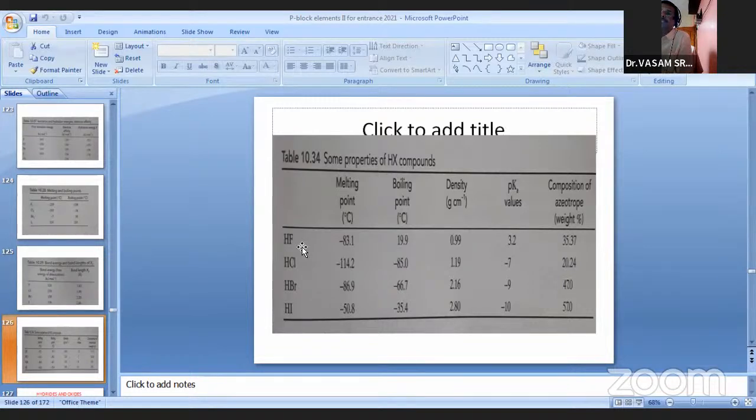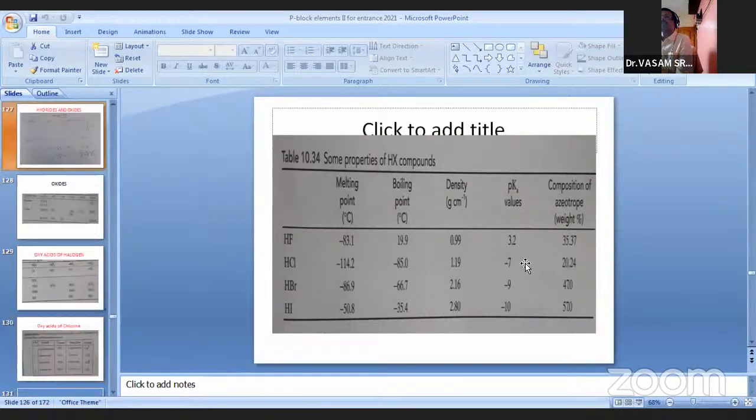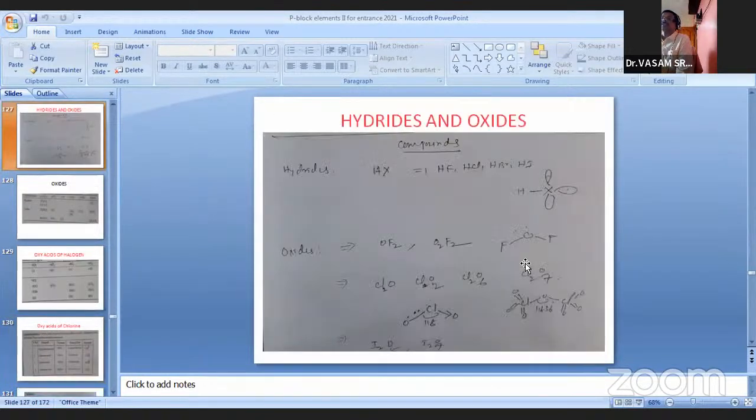HF is a liquid due to formation of hydrogen bonds, and HCl is a gas. So these are melting point values, boiling point values, density and pKa values, and the weight of geometric composition, and they are not important. But you see the hydride structure. The central halogen has 1 sigma bond and 3 lone pairs, 3 plus 1, 4. 4 means sp3, and the standard sp3 geometry is tetrahedral, but this molecule has 3 lone pairs.